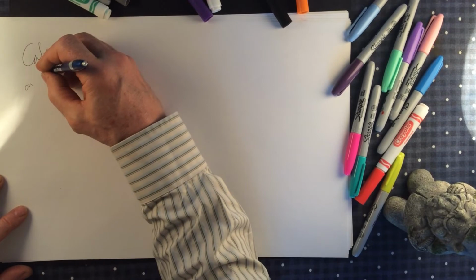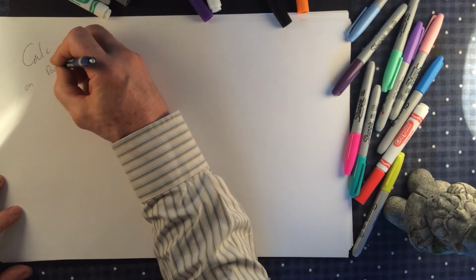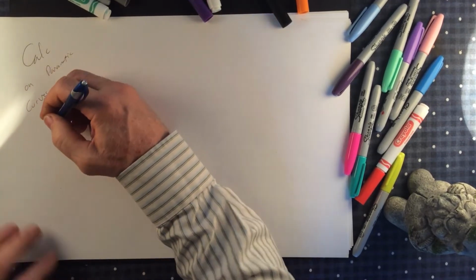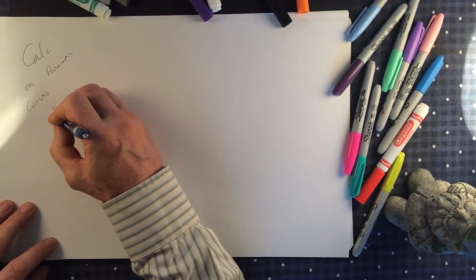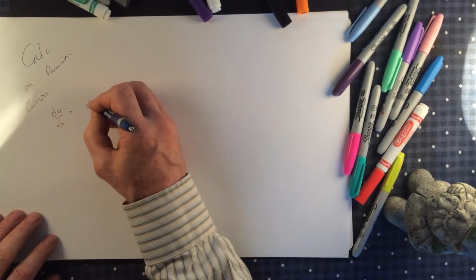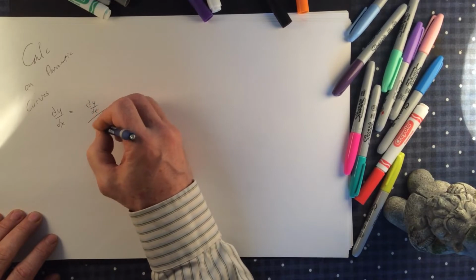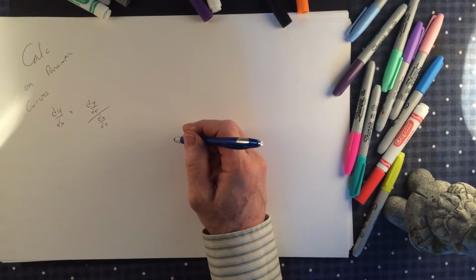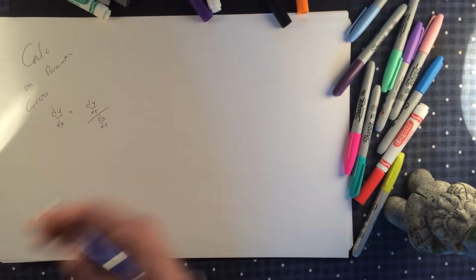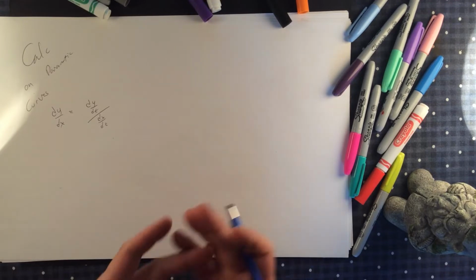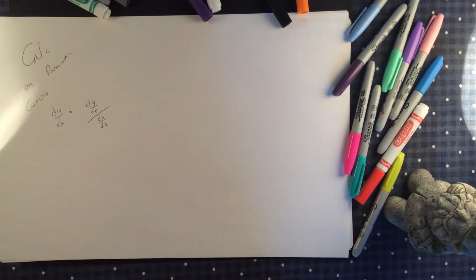Calculus on parametric curves. So we know that dy/dx can be expressed as dy/dt over dx/dt, which allows us to find tangent lines. Tangent lines are a pretty much fundamental concept with differential equations, with functions, but in parametric equations we should be able to find tangent lines as well.